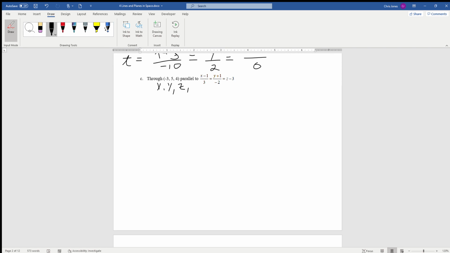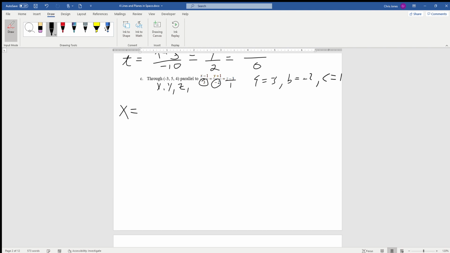We just need some direction numbers. The good news is the direction numbers are the denominators of the symmetric equations of the line we're parallel to. So in this case, A is 3, B is -2, C is 1. And we can very easily build both the parametric and symmetric equations given this information.